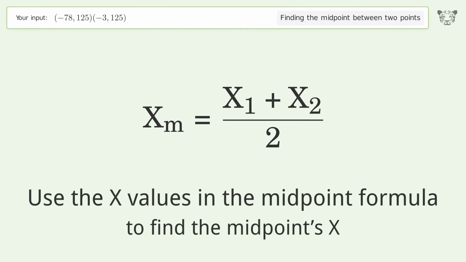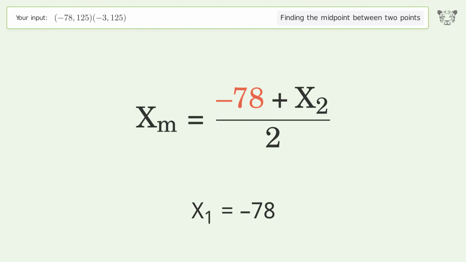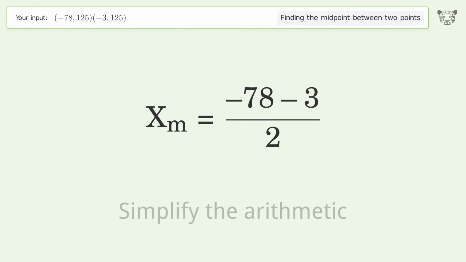Use the x values in the midpoint formula to find the midpoint's x. x1 equals negative 78. x2 equals negative 3. Simplify the arithmetic.